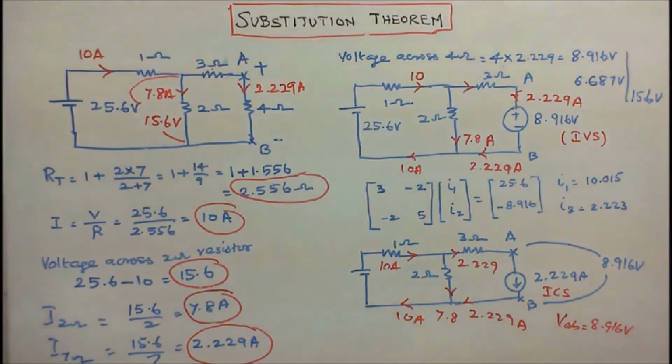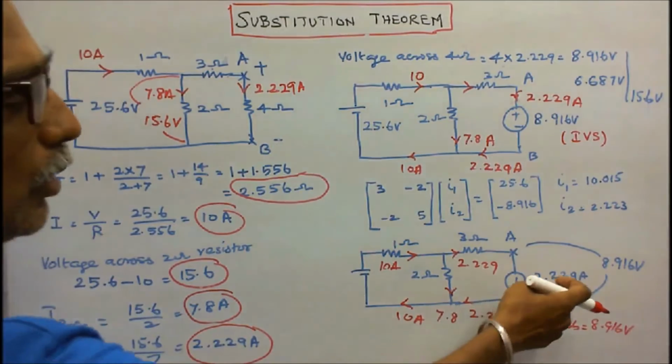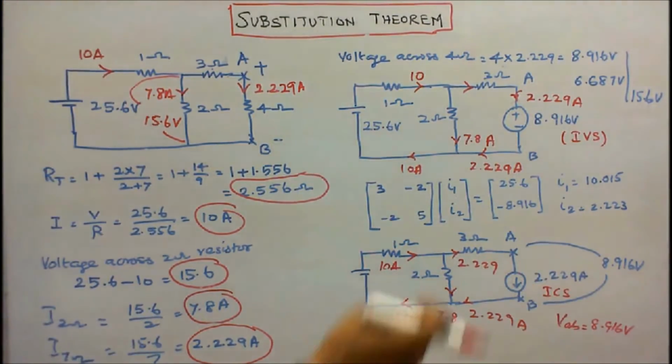The first part is over: I substituted an independent voltage source. I can also substitute an independent current source. The voltage across AB is equal to 8.916 and the current is 2.229. So instead of the voltage source, I can substitute an independent current source. This is a proof of the substitution theorem.